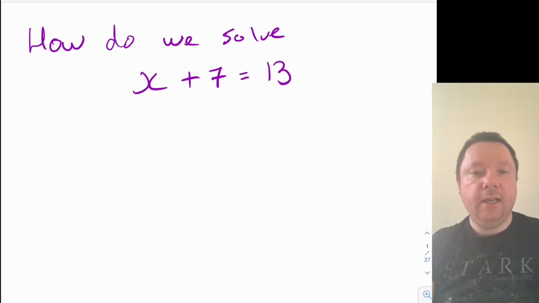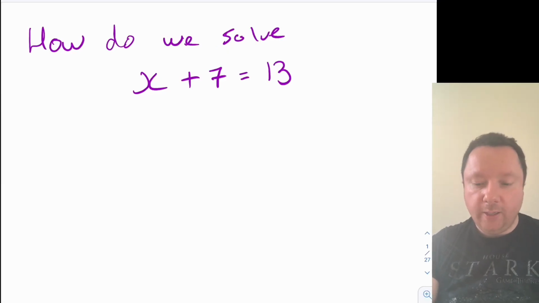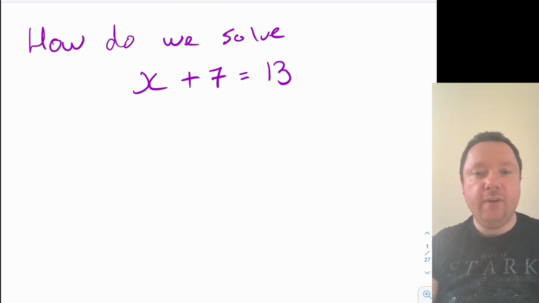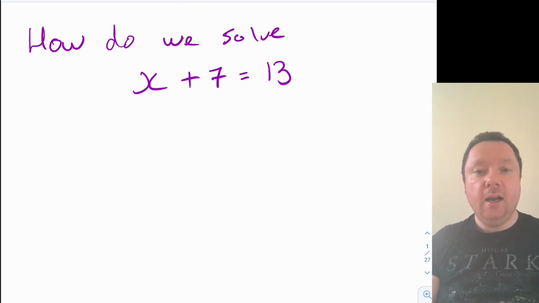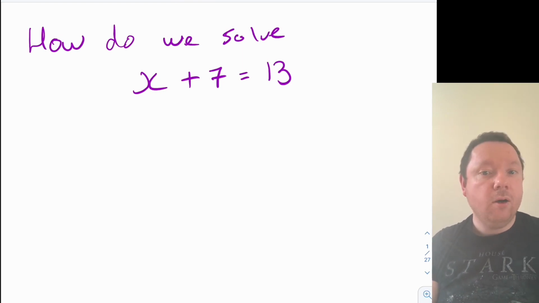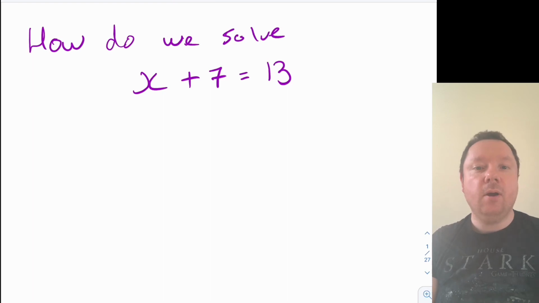So we're going to be looking today at how do we solve simple algebraic equations like x add 7 equals 13. Now, don't be tempted to rush in here and just guess the number. All the examples I'm going to do today are going to give whole number answers, or most of them are, but that's not the point. The point is to develop our algebraic skills.